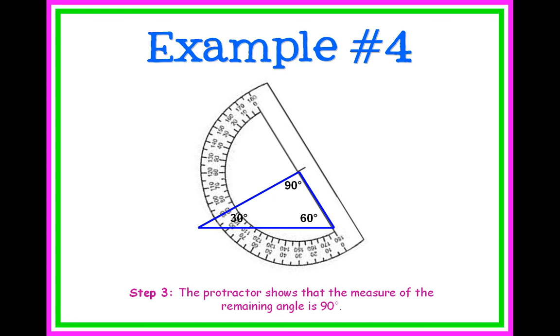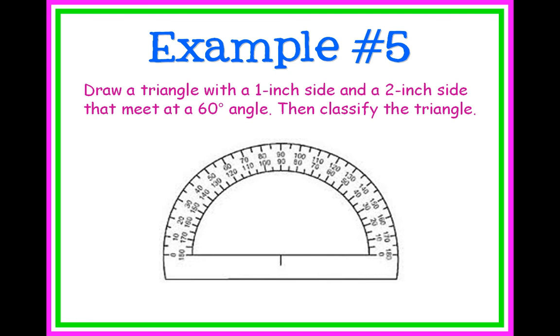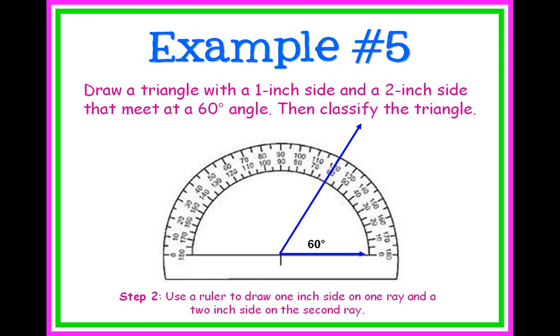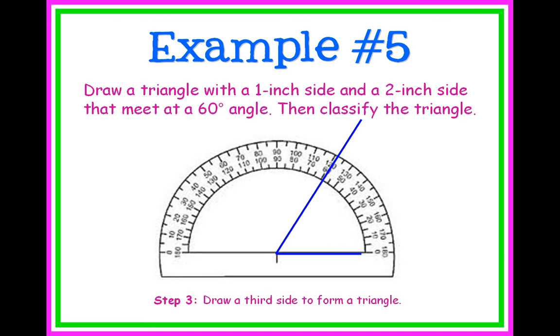Now let's draw a triangle with a 1-inch side and a 2-inch side that meet at a 60-degree angle. The first thing we need to do is use the protractor to draw a 60-degree angle. Then we are going to use a ruler to draw a 1-inch side on one of the rays of the angle and a 2-inch side on the other. As you see here, one is about 1 inch and the other is about 2, and you can use a ruler to do so. Then all you have to do is draw a third side to form a triangle. It doesn't matter what the length is, as long as you have the required elements of the problem.